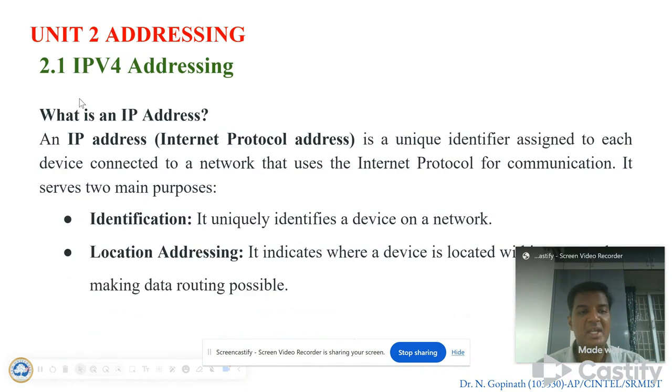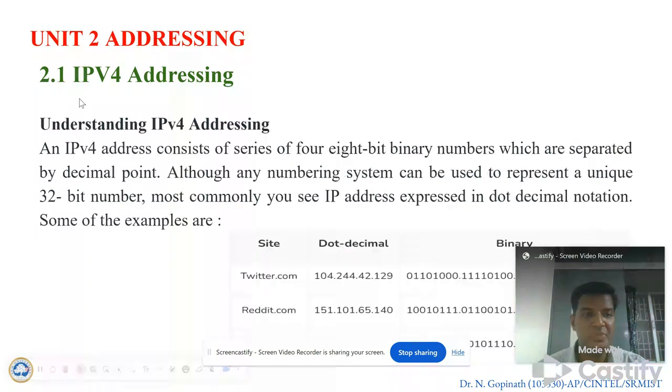What is an IP address? An IP address is a unique identifier assigned to each device connected to a network that uses the Internet Protocol for communication. It serves two purposes. One is identification. It uniquely identifies a device on a network. And the second one is location addressing. It indicates where a device is located within a network.